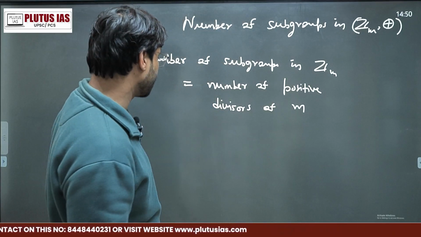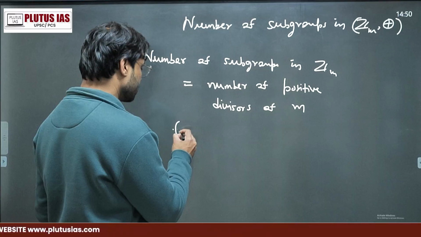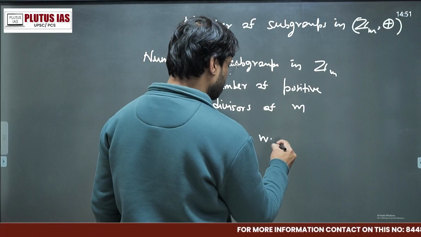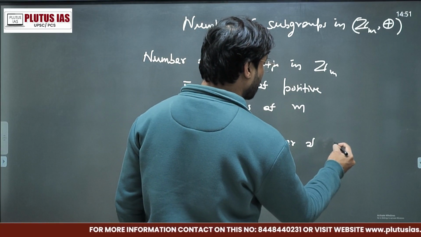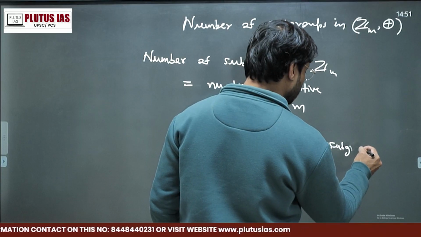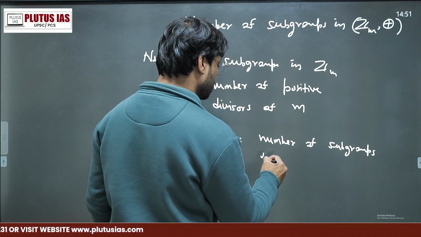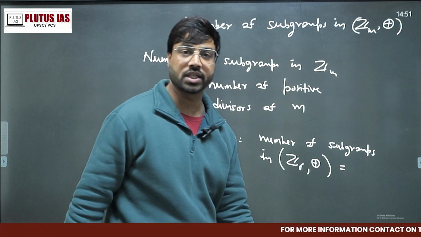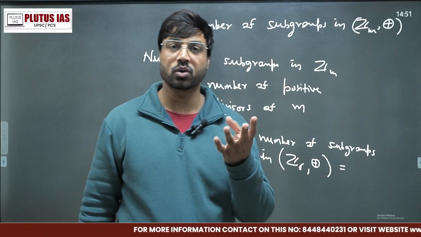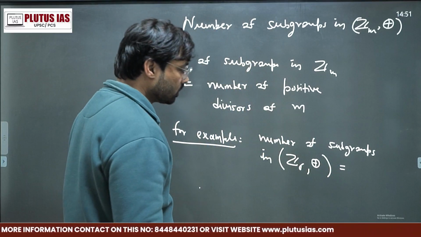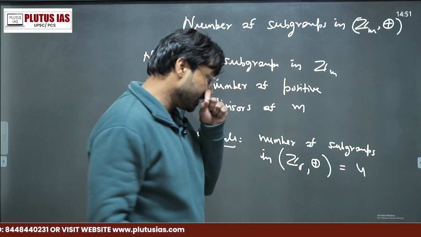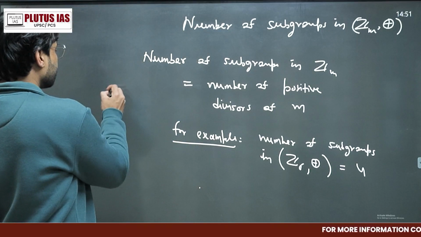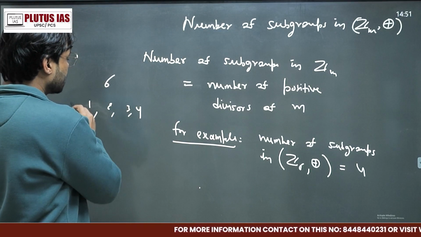For example, the number of subgroups in Z6 equals the number of positive divisors of 6. The positive divisors of 6 are 1, 2, 3, and 6. There are 4, so the answer is 4.